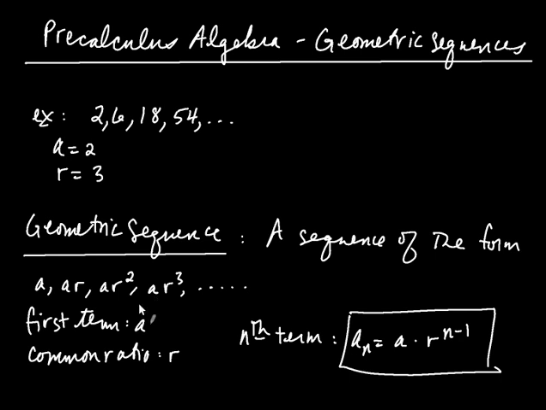It should be noted that the common ratio can be found by taking a term of the sequence and dividing it by the preceding term. So notice if I take AR and divide it by A, I get R. Same thing with, for example, AR cubed. If I take that and divide it by AR squared, I get R, the common ratio. All right, let's see an example of working with geometric sequences.